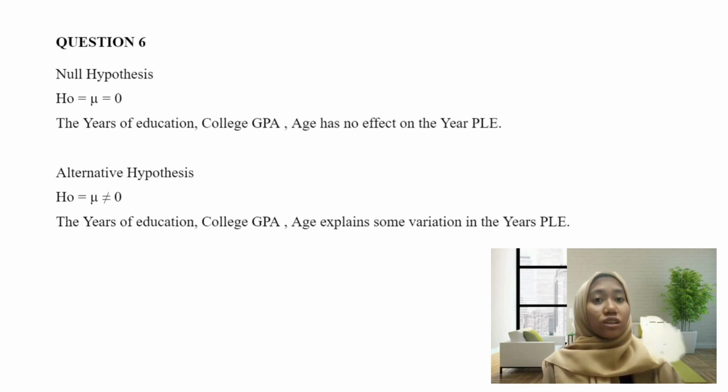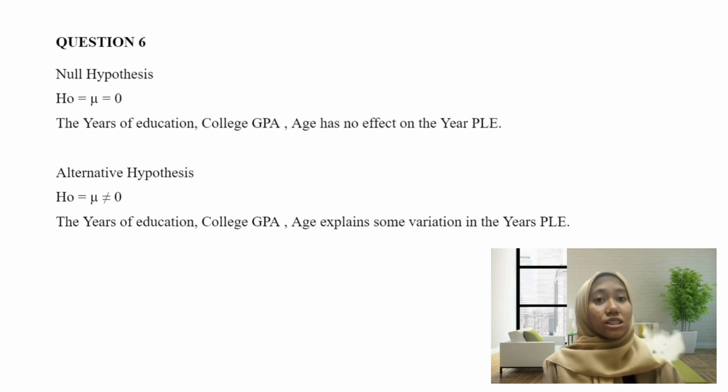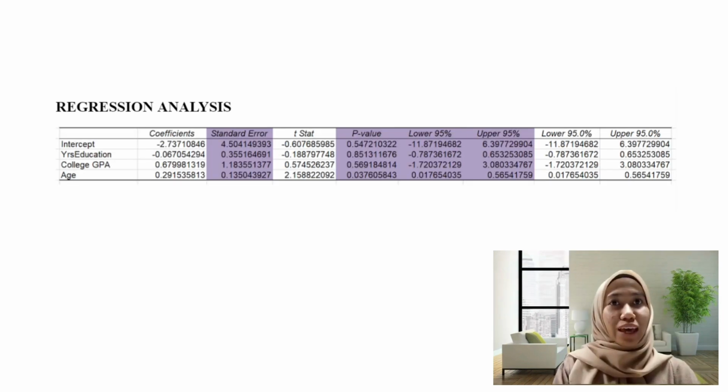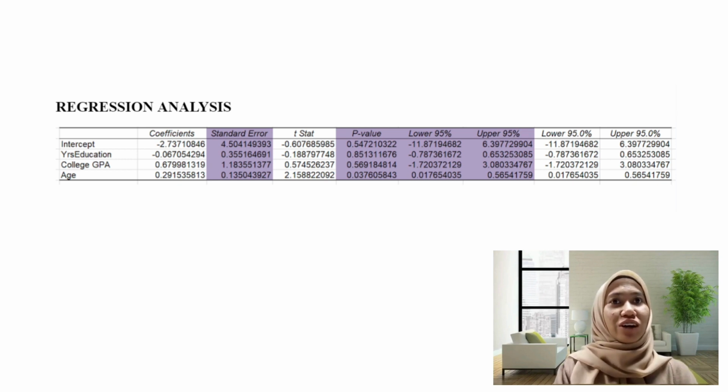So before we show the regression analysis, we have to come up with two types of hypothesis, which are the null hypothesis and the alternative hypothesis. The above hypothesis is the hypothesis for question number 6. As you can see in the table above, the data is clustered since the standard error in the intercept, which is 4.504, is less than 10.